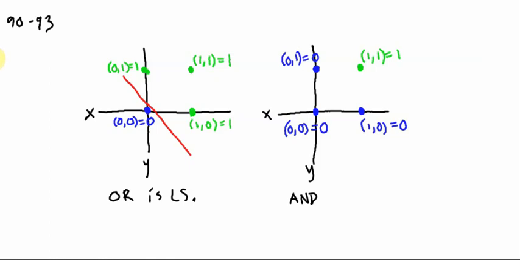Now, is this, oh man, kind of messed up the ink. I don't know. Still learning. Okay, let's try it. Can you draw a line? Of course you can. Let's do it like that. So AND is linearly separable. But not everything is, as we will see.